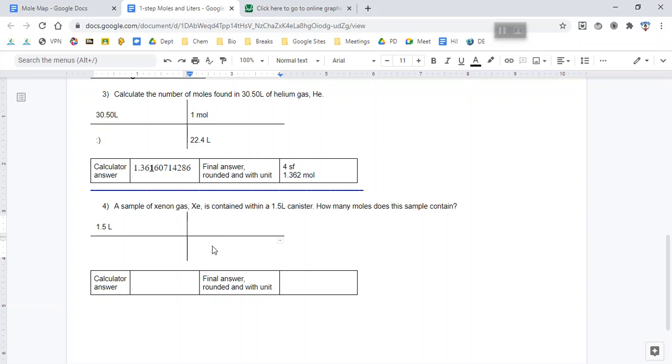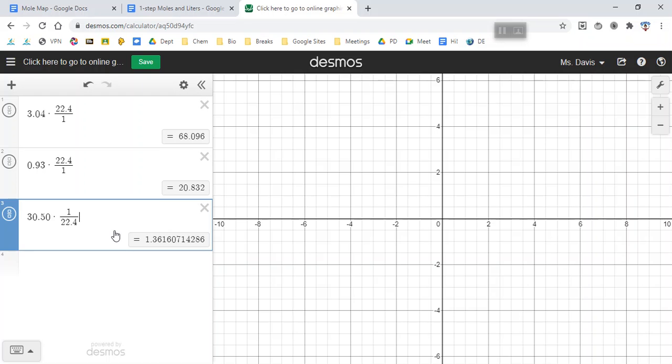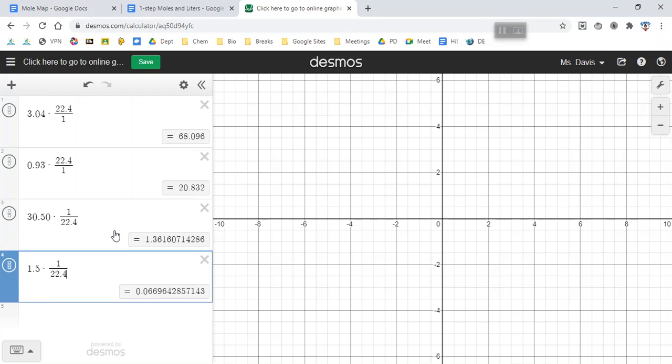Whatever is up goes down. I need to calculate how many moles, so I put moles on the top. Then you can put your numbers in. You always put 1 with the mole, and you do 22.4 with liters. Then you'll go to your calculator. 1.5 times the number on the top, which was 1, divided by the number on the bottom, 22.4.